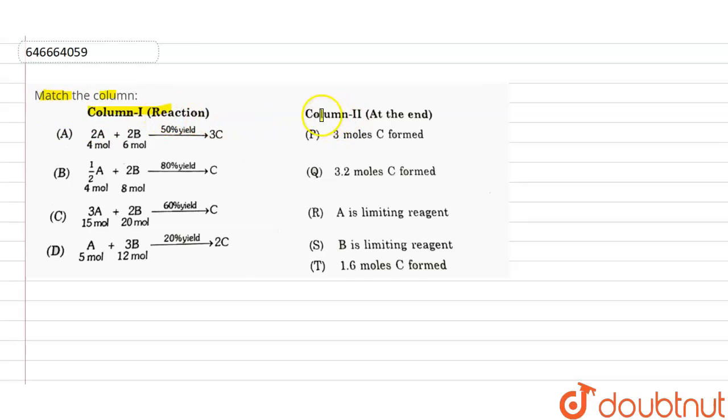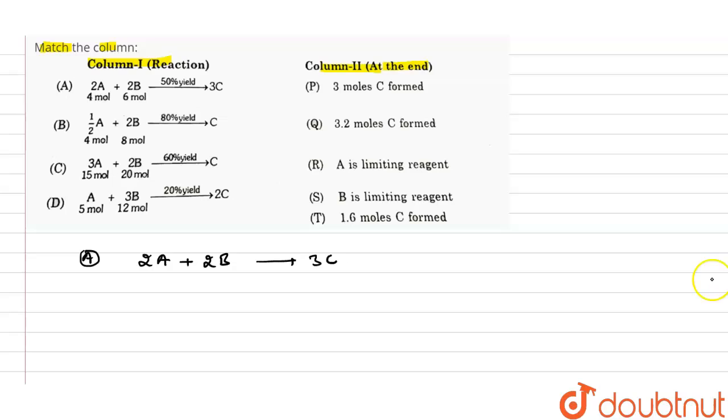Hello students, the question is asking us to match the columns. Column first is given as reactions and column second is given at the end. First of all, the first reaction is given: 2A plus 2B reacts to form 3C, and a 50% yield is given, which we will use later.